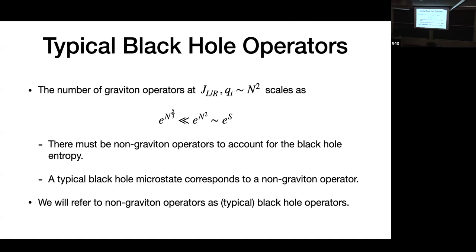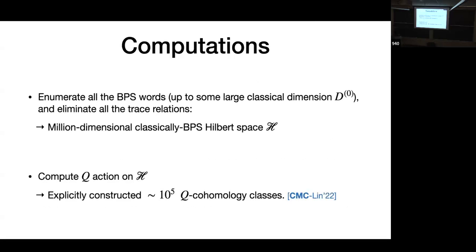So the graviton operators can be primaries or descendants? Yes. You don't distinguish between the two? I don't distinguish. But only special descendants can appear because of the delta equal to 0 condition.